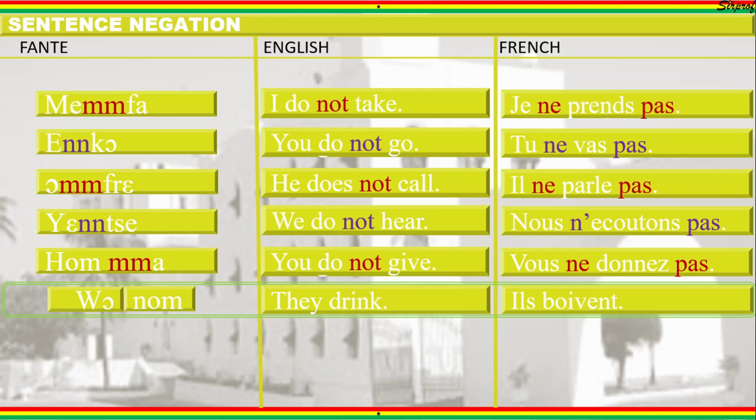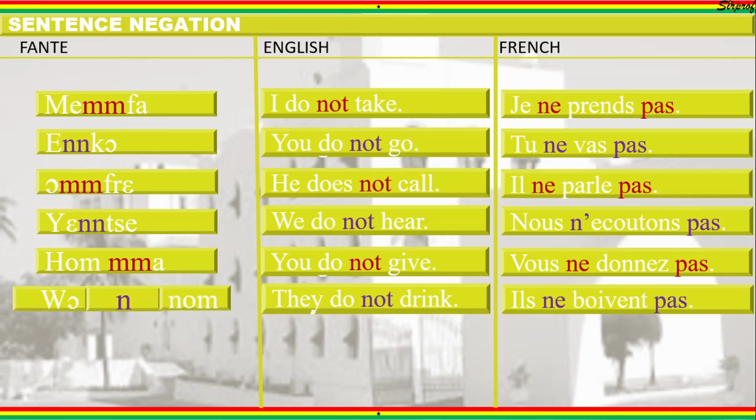Wonnom, written together as wonnom. They drink. Ils boivent. To form the negative, we introduce a single N in front of the nom to form wonnnom. They do not drink. Ils ne boivent pas.